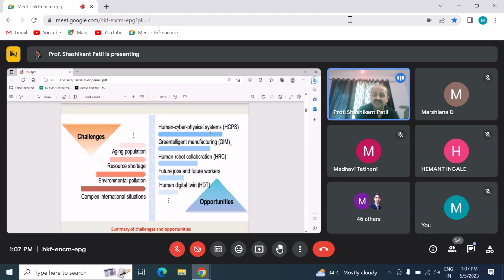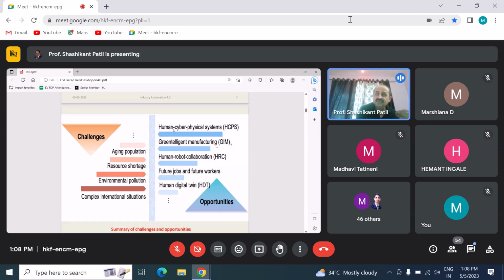Then what are the opportunities? These are the areas where we have ample opportunities: human cyber physical systems, green intelligent manufacturing, meaning green communications, green networks, green fuels, everything green, a go-green like concept. Then human robot collaboration, future jobs and future workers, and human digital twin. So this is virtual. These are some of the opportunities and these are some of the challenges.